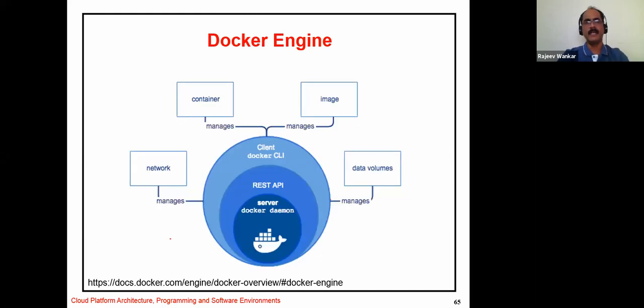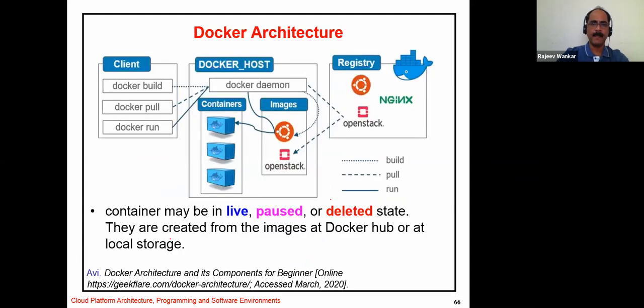The Docker engine, I will not go into the detail of how exactly it works here, but you require a Docker engine where you have all three components: the server component, which would be continuously running, your set of APIs which can talk to it, and then a client, the Docker command line interface, using which you can manipulate those images, bring them up, execute them, put them into the stop state, pause state, halt state, all that you can do with that kind of CLI. Containers may be in the live, pause, or deleted states. They are created from the images at Docker Hub or at a local storage.